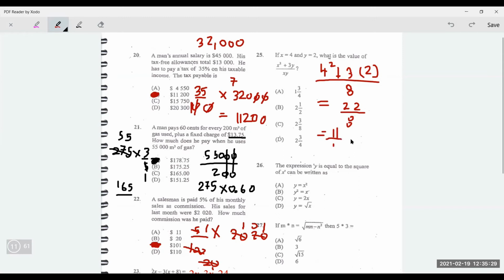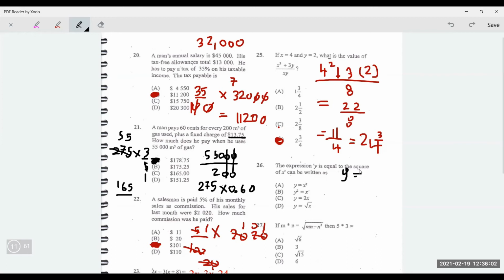And 11 over 4 is 2 and 3/4. Nice. Oh gosh, I said over 8, it's over 4. My apologies right there. Option D.